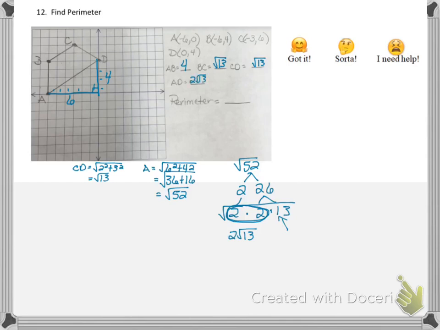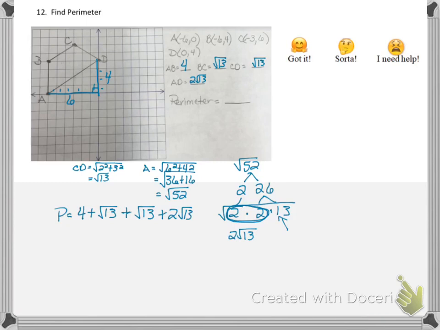Now, you might be asked to figure out the exact value for the perimeter, and I wanted to show you how you can do that. Whenever you figure perimeter, you're adding up the sides, okay? So we would add 4 plus square root 13 for the BC plus square root 13 for the CD plus AD, which is 2 square root 13.